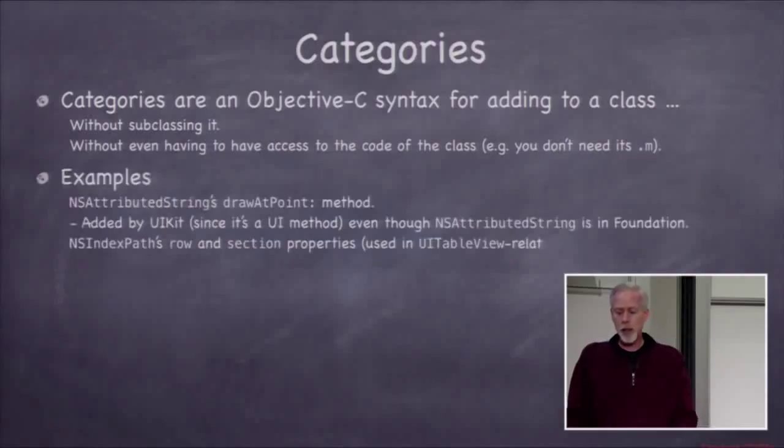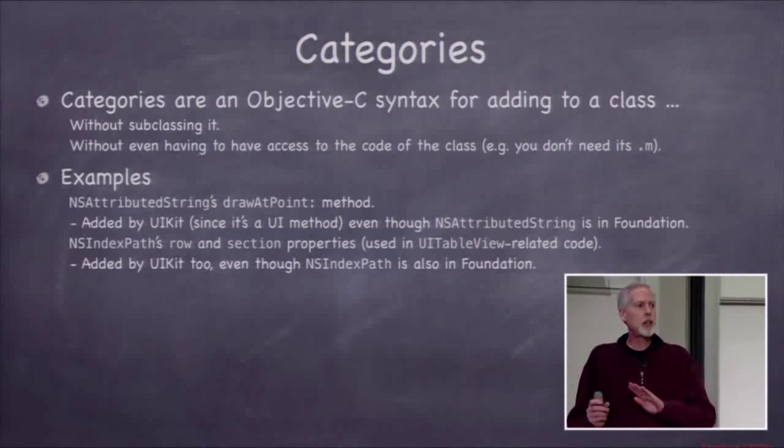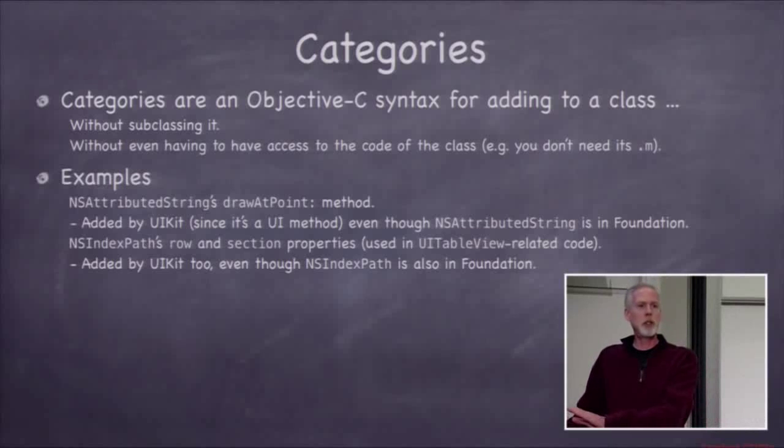So what are some examples of this? Well, in UIKit, there's a method NSAttributedString drawAtPoint. NSAttributedString is in Foundation. It's not a UIKit thing. It's just a generic attributes on a string thing. But UIKit adds all these, drawAtPoint, and it defines all these other attributes that can be on there. And it does all that in UIKit, and it doesn't even need the source for NSAttributedString. It just needs to know that class exists.